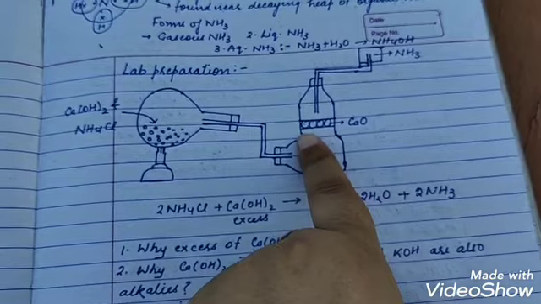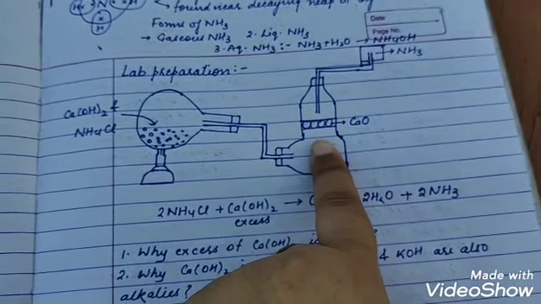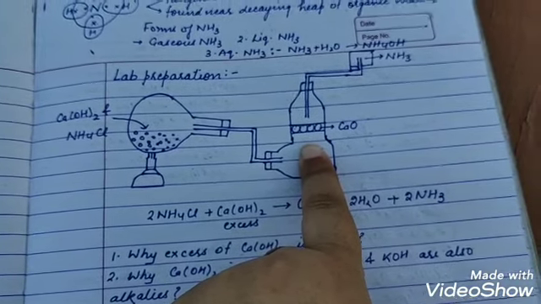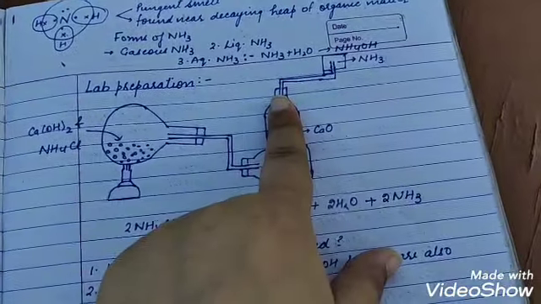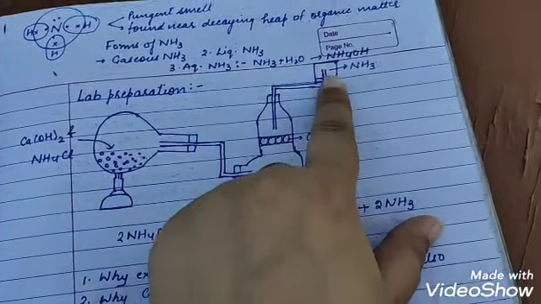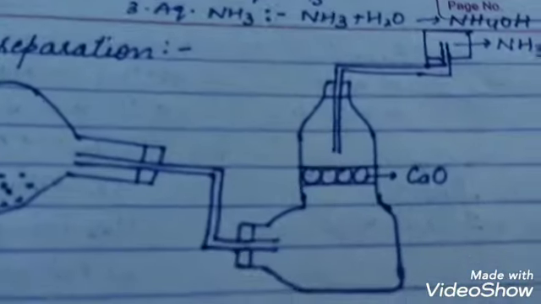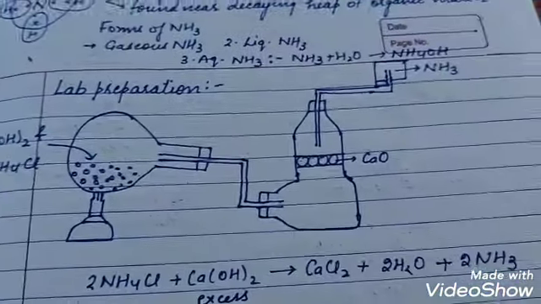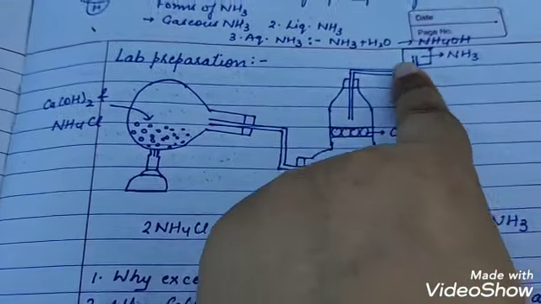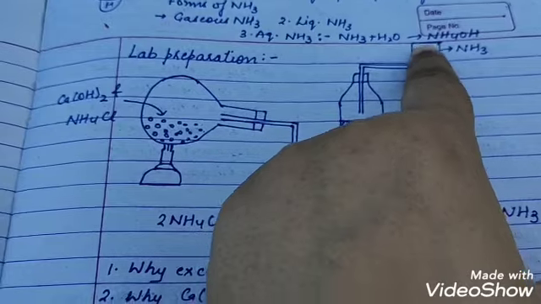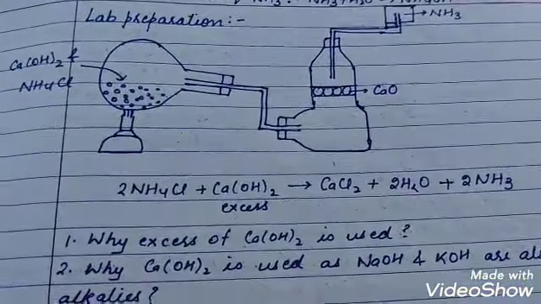CaO will dry it. All the water vapor will be absorbed here. Only ammonia will go up. Now ammonia will go up and get collected here, and ammonia is collected by downward displacement of air. As it goes up, it needs space, so it will push the air down and will be collected here because it is lighter than air.